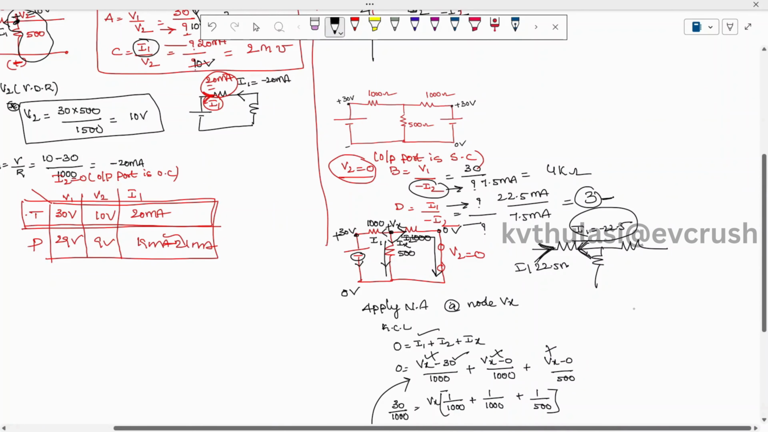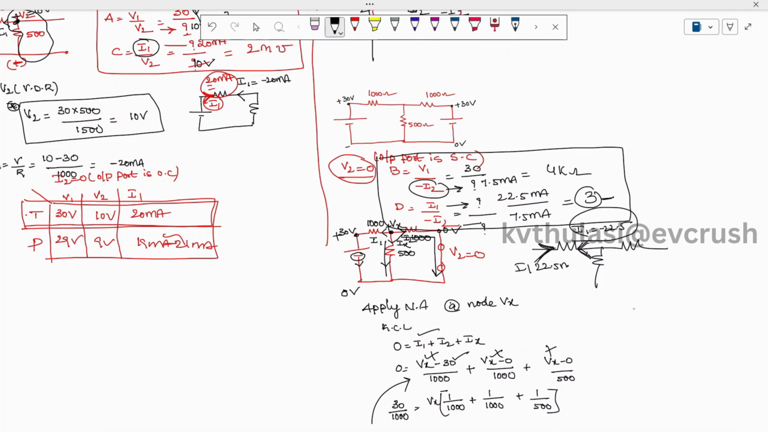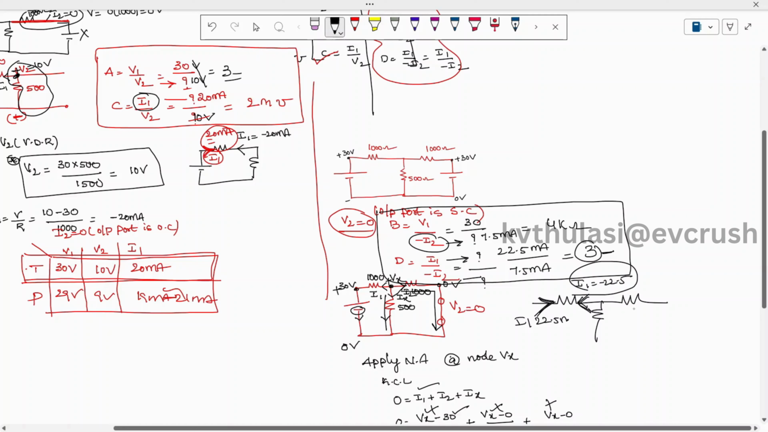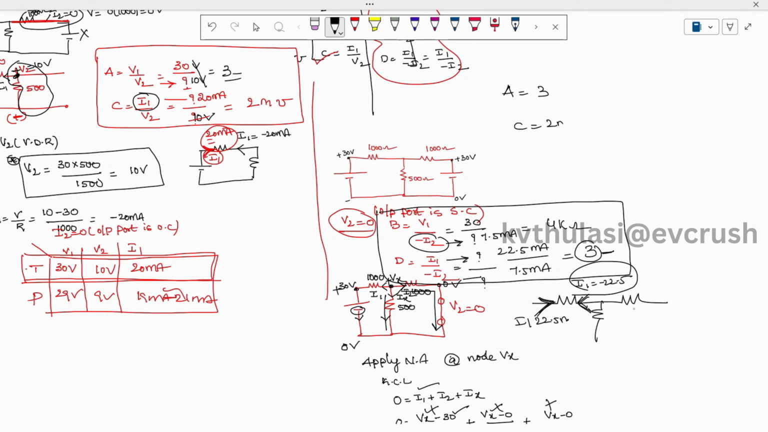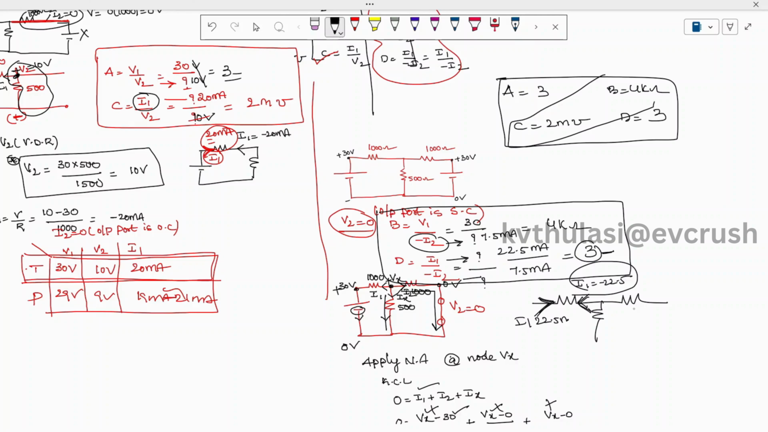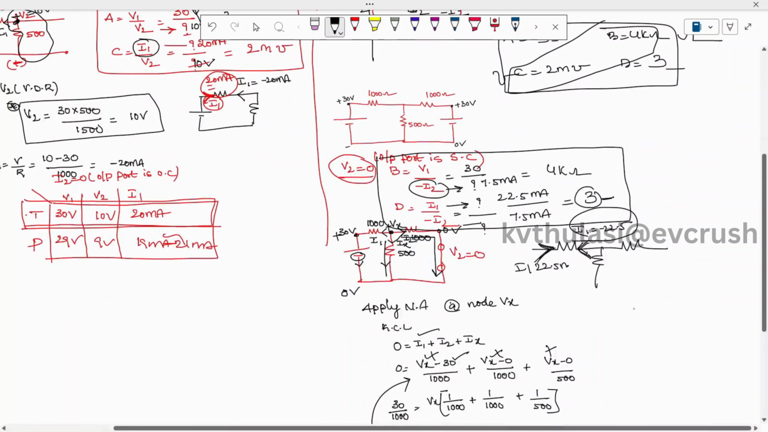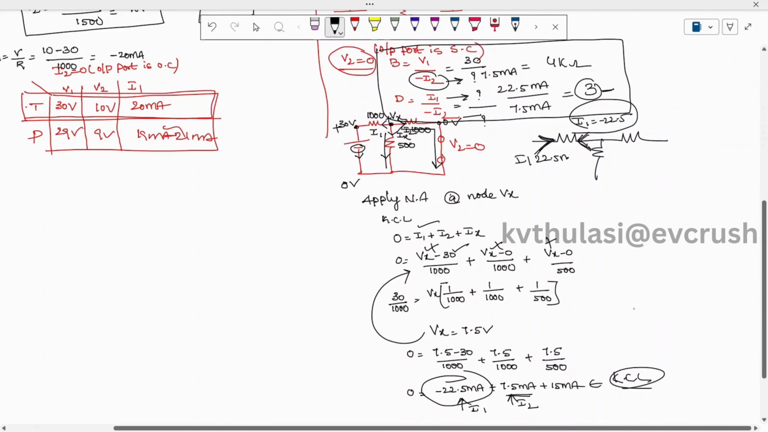Okay, so here you can see, successfully we obtained the values of ABCD parameters. Okay, so here we got A is equal to 3, C is equal to 2 millimhos, and B is equal to 4 kilo ohm, and D is equal to 3. So B will be in ohms, C will be in mhos. This is a reverse voltage gain, that's why no units. This is current again, that's why no units. So if you want to do the tabular column for this, also this is very simple.